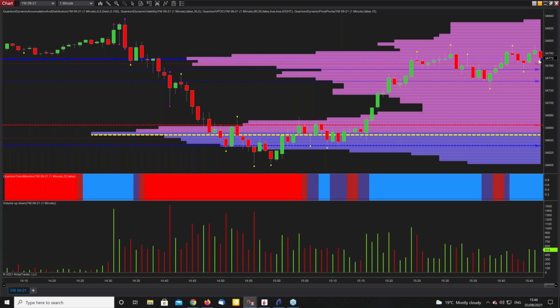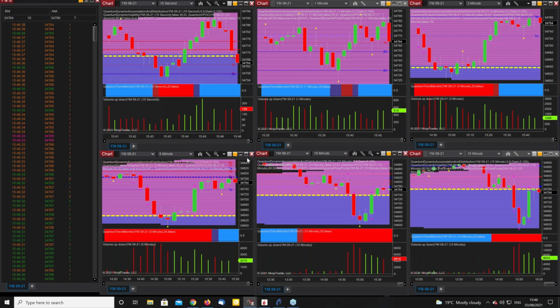Just testing that level once more. To the upside, obviously, we've got volume falling away on the volume point of control histogram, which is positive news if we're looking to take a long on this particular position. Let's go down, look at some of the other time frames.